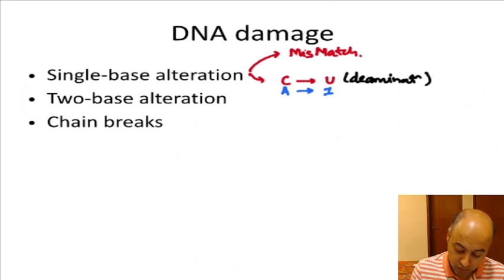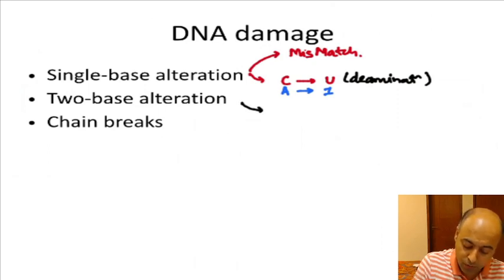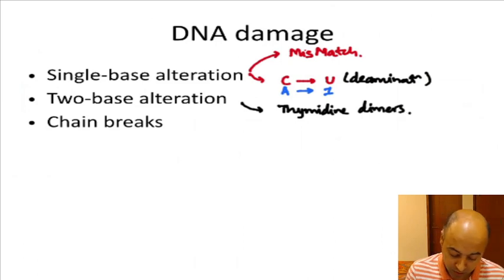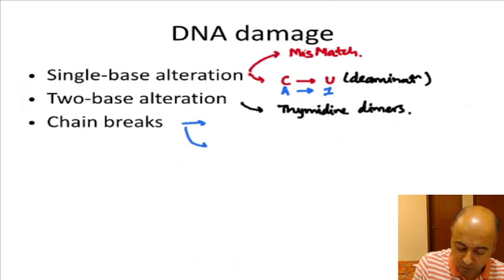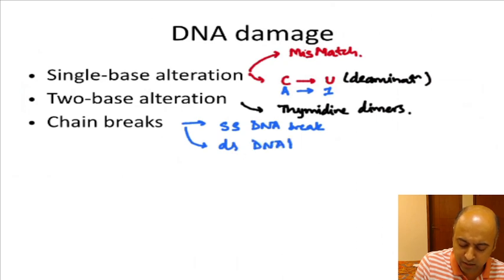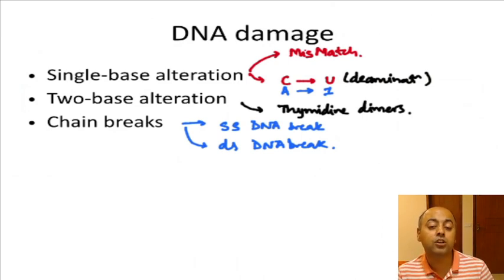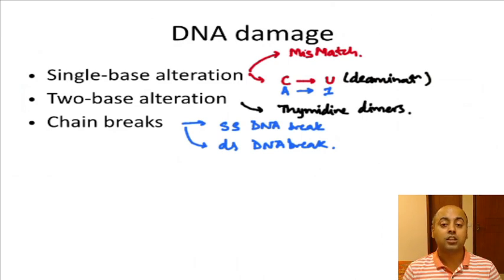When you talk about the two base alteration, the common example is the formation of the thymidine dimers. And if you talk about the chain breaks, we can have the single strand DNA break, and we can have the double strand DNA break. These are the different types of DNA damage that you are likely to come across: the mismatch, the spontaneous deamination, the formation of thymidine dimers, the formation of single strand DNA break, and the formation of double strand DNA break.